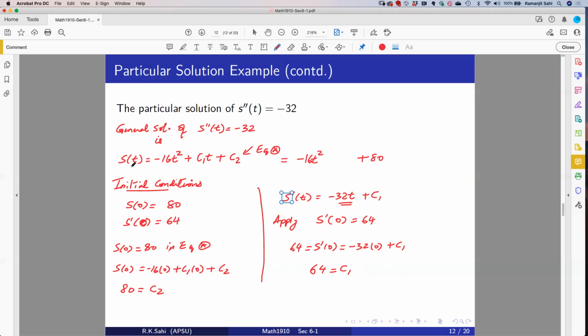Our original general solution was -16t squared plus c1 t plus c2. So c1 is 64. The particular solution for this differential equation with these two initial conditions is given by s of t equals -16t squared plus 64t plus 80.